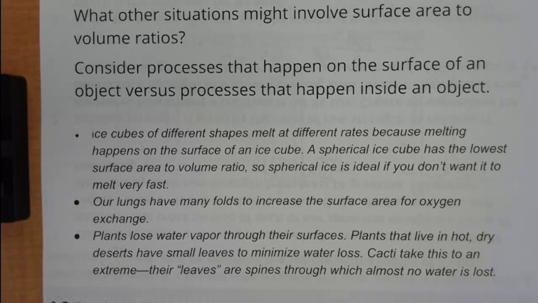And then also plants lose water vapor through their surfaces. When they live in hot areas, they have small leaves to minimize water loss. Think about how a cactus doesn't have any leaves at all. They're just those spines. Their spines are their quote unquote leaves, and they're losing almost no water at all, since those aren't even really leaves to begin with. But if you think about maple trees in the north and Canada, those leaves are very large because they don't have to worry about losing water vapor through their surfaces.